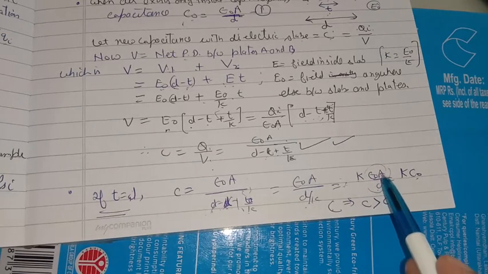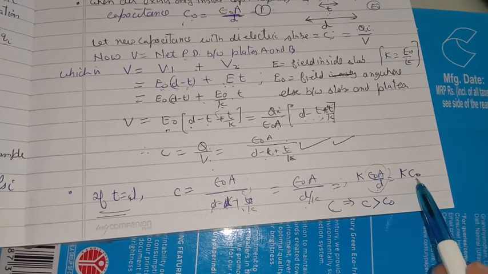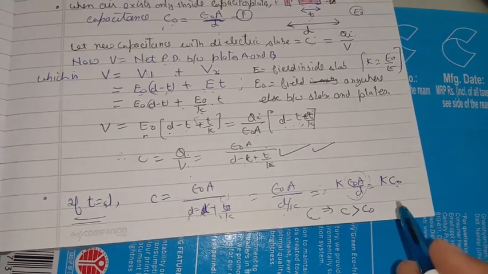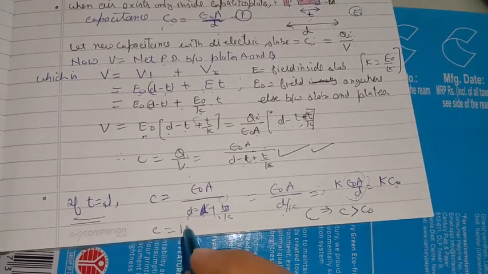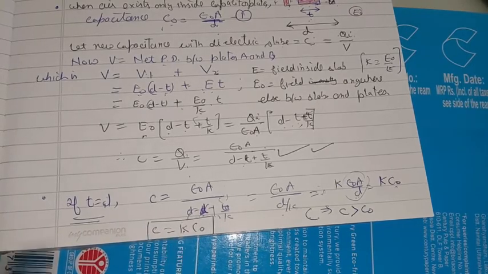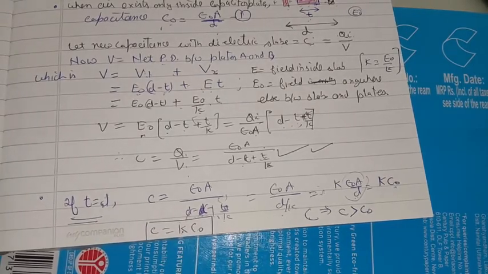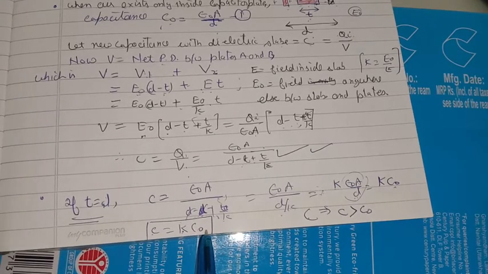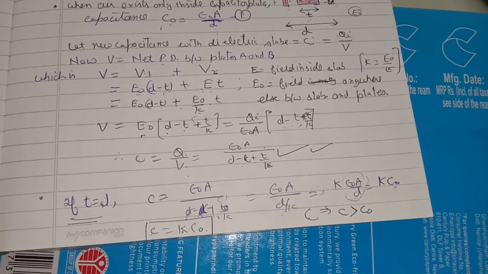Epsilon naught A over D is the original capacitance C naught, so the new capacitance C becomes equal to K into C naught, and we know that the dielectric constant K is always greater than 1. So the new capacity C will always be greater than the original capacity. Thus the dielectric material, by reducing the electric field and hence the potential difference between the plates of the capacitor, is able to increase its capacity, and the capacity increases by the dielectric constant times.